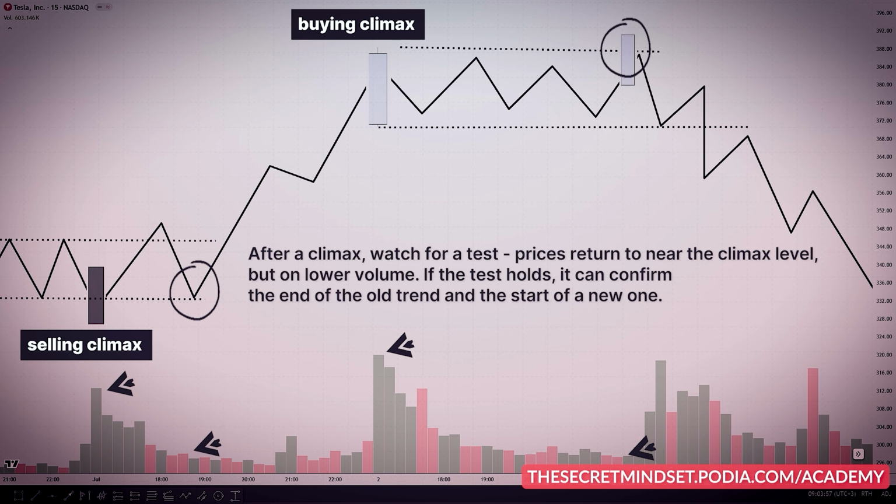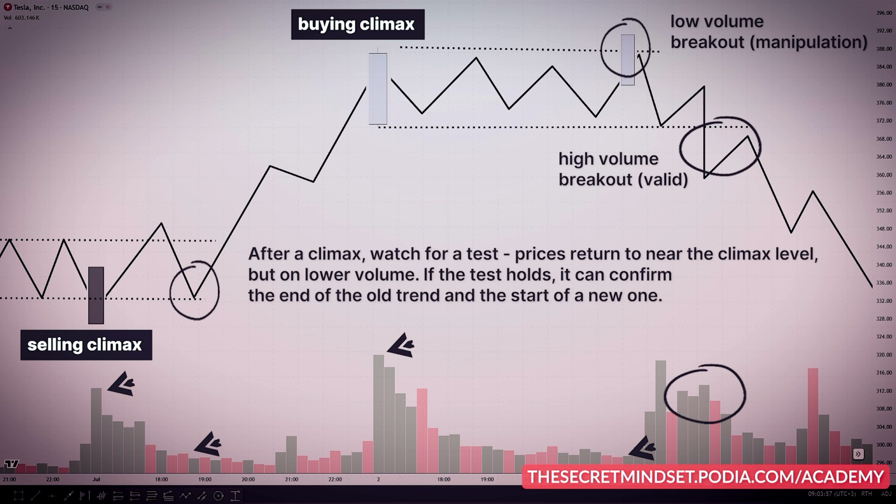Volume can also help spot manipulation. If you see a big price move on low volume, be suspicious. It might be a false move designed to trick traders. We'll talk about this later. Real sustainable moves usually come with solid volume.